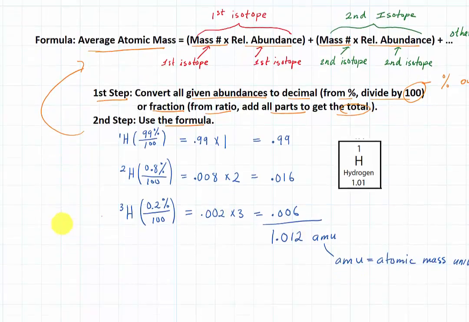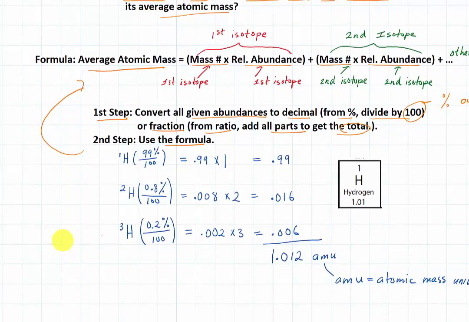So let's look at the solution. Here I have isotope hydrogen-1. I take 99% divided by 100, which gives me 0.99, times the mass number, which is given to us right here, and that gives us 0.99. Then for hydrogen-2, we have 0.8% divided by 100, which gives us 0.008, times the mass number, giving us 0.016. Then we have hydrogen-3, 0.2% divided by 100, giving us 0.002, times the mass number, which gives us 0.0016.